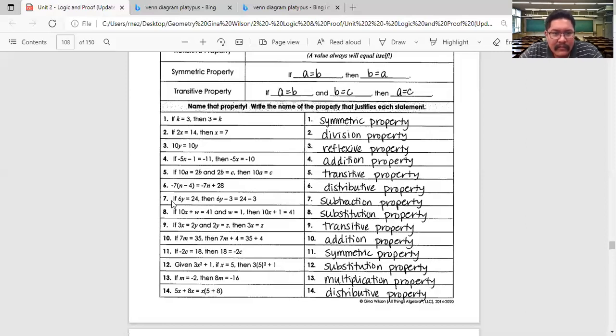Number 7, if 6y equals 24, then 6y minus 3 equals 24 minus 3. So what do they do from here to there? Now this one at first doesn't make a lot of sense because you're thinking to yourself, wait a minute. Why did they do that? That doesn't make any sense. If you're trying to solve an algebra problem, solve an equation, you wouldn't do that. You wouldn't make it more complicated. You would try your best to simplify at every step.